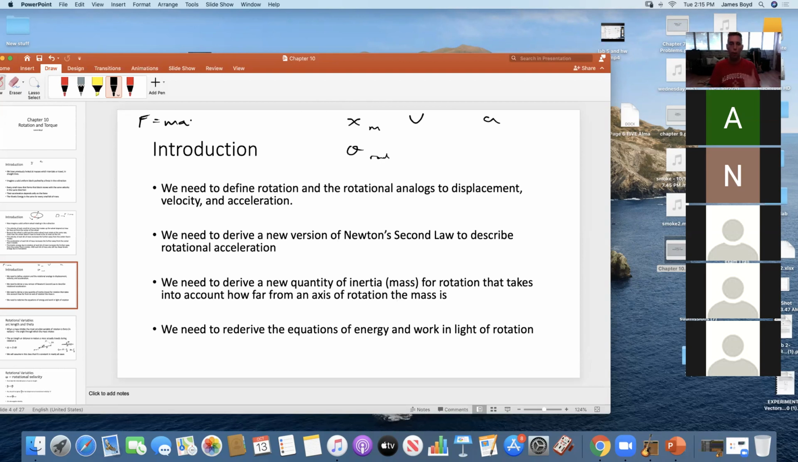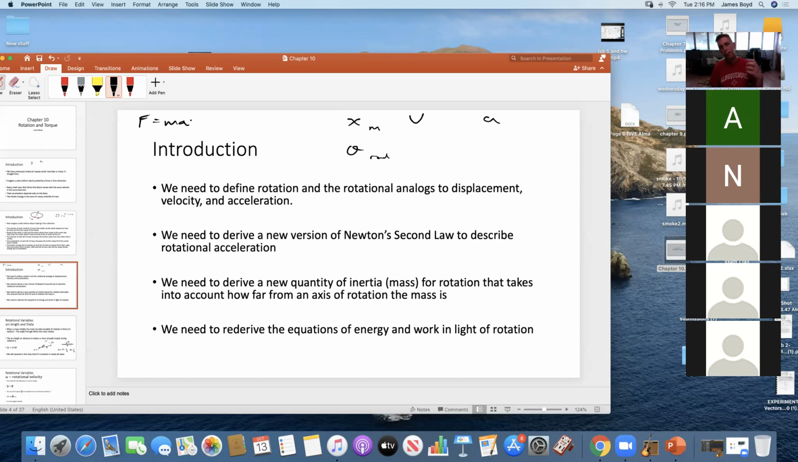It may be much harder to rotate an object if it's long and skinny versus round and symmetrical. And we'll totally see that. But we're going to have to come up with a new quantity of inertia, a new mass, if you will, that affects how easy it is to rotate an object, how fast we can rotate an object. And then we're going to rederive energy and work with some rotation in it. We're not really going to rederive it. We're going to add rotation in when we have a system that not only slides to the left or right or falls with gravity, but also rotates during that action.